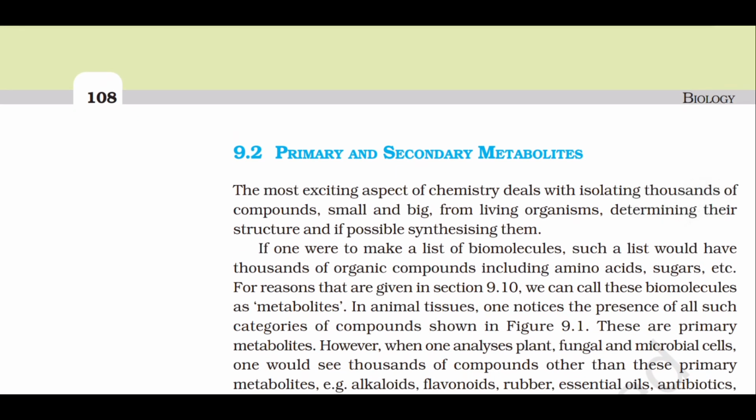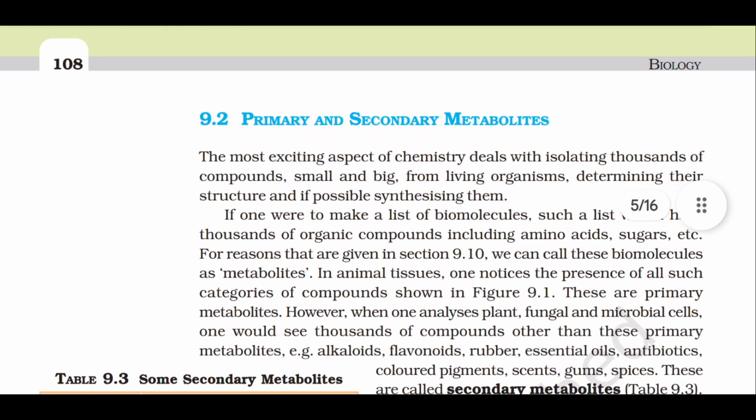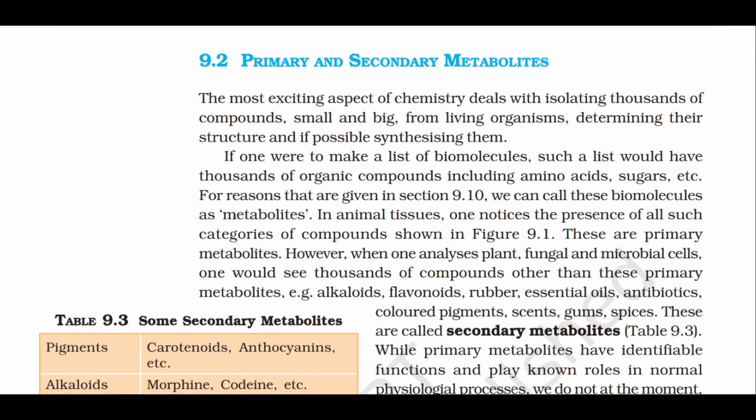9.2 Primary and secondary metabolites. The most exciting aspect of chemistry deals with isolating thousands of compounds, small and big, from living organisms, determining their structure and, if possible, synthesizing them. If one were to make a list of biomolecules, such a list would have thousands of organic compounds, including amino acids, sugars, etc. For reasons that are given in section 9.10, we can call these biomolecules metabolites.